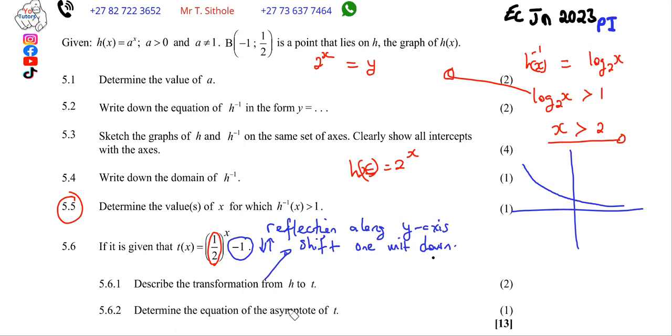Determine the equation of the asymptote of t. Remember, whatever value you have here, that's our asymptote. So here, y is going to be equal to -1. Whatever value you have, whether it's positive or negative, you just take it as it is. That's your asymptote.